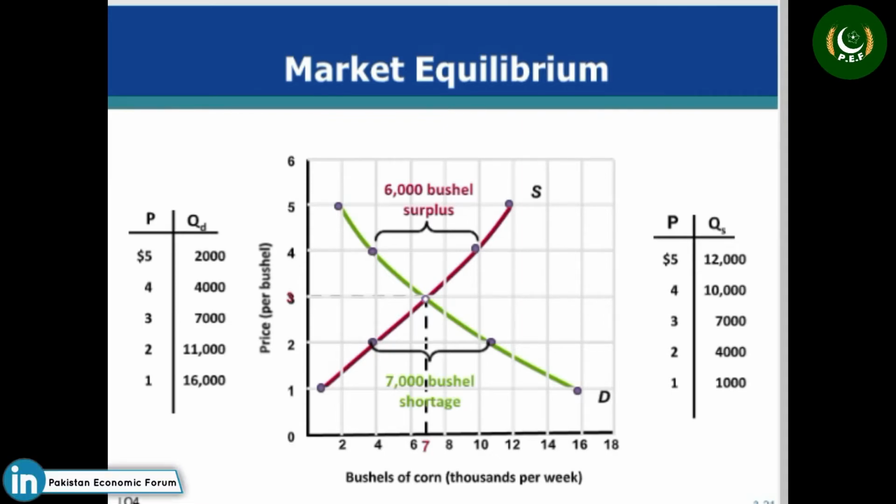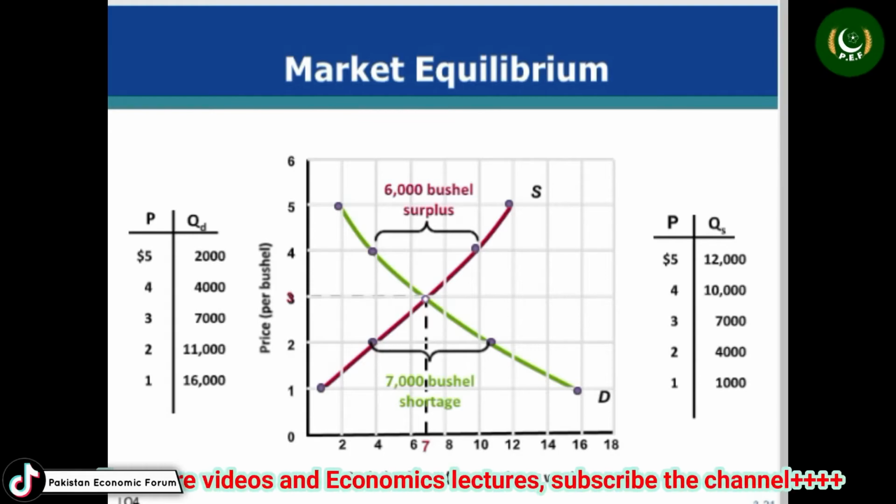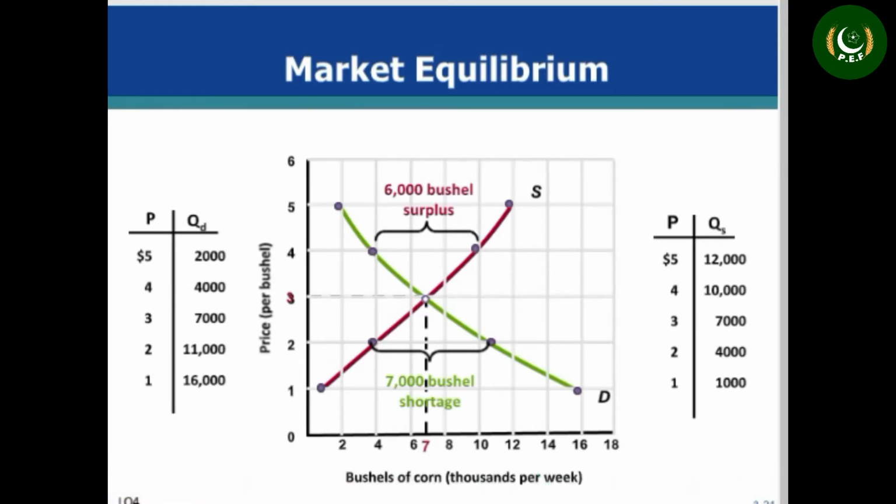The shortages of corn at below equilibrium prices, for example 7,000 bushels at $2, drive up the price. The higher prices increase the quantity supplied and reduce the quantity demanded until equilibrium is achieved. The surpluses caused by above equilibrium prices, for example 6,000 bushels at $4, push the price down. As price drops, the quantity demanded rises and quantity supplied falls until equilibrium is established. At the equilibrium price and quantity, there are neither shortages nor surpluses of corn.